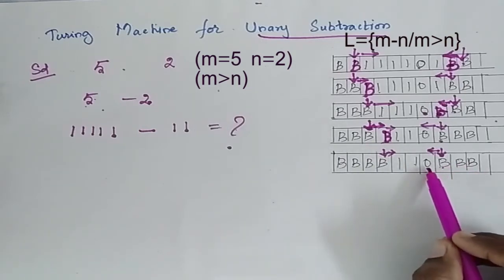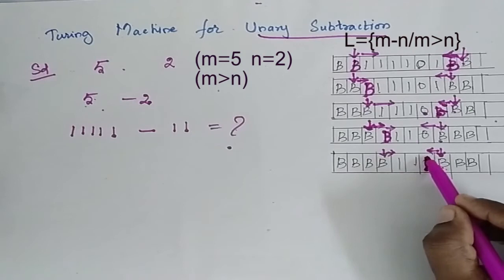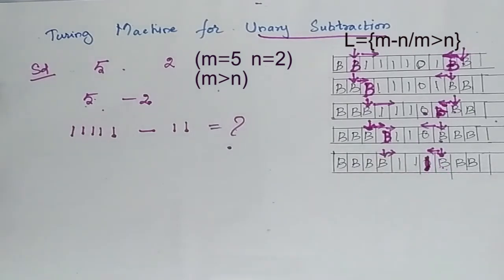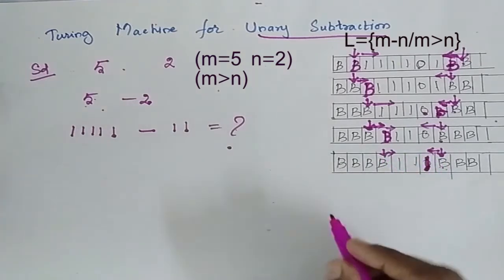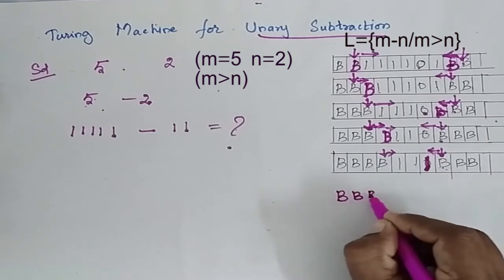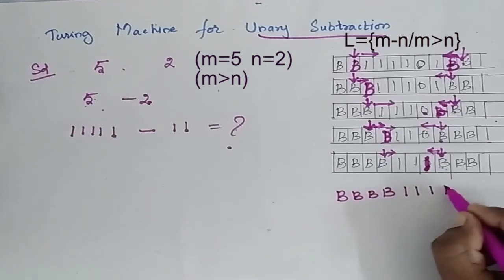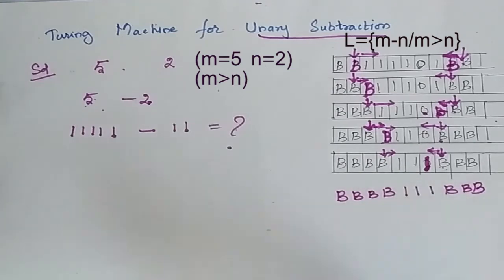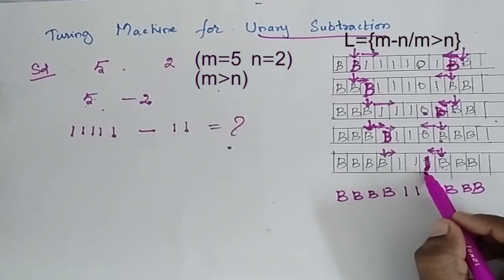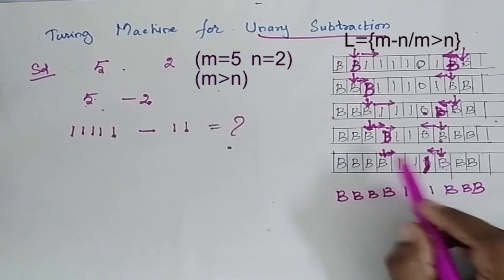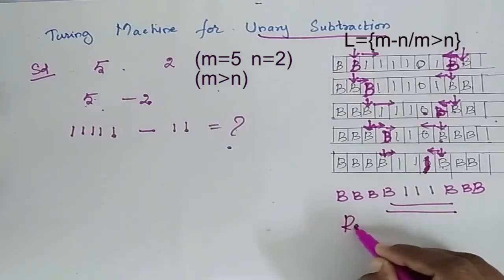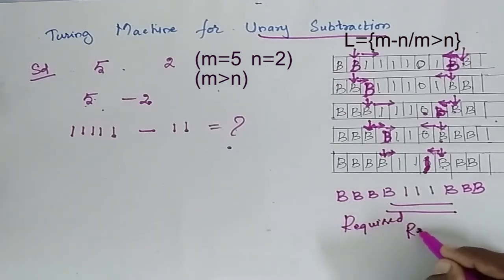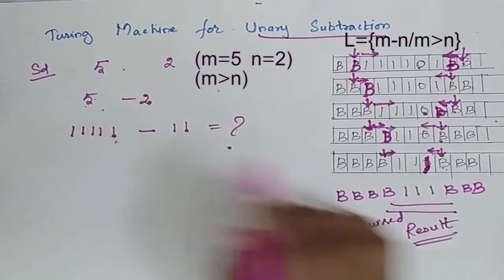If you come across a 0 while moving left, this 0 is replaced as 1 and it starts moving left till it encounters a blank space. All this will remain as it is. Now I'll have my series as this. Once the 0 has been replaced as 1, it will move left and remain as such. So this is my answer, the required result. So 5 minus 2 is 3.